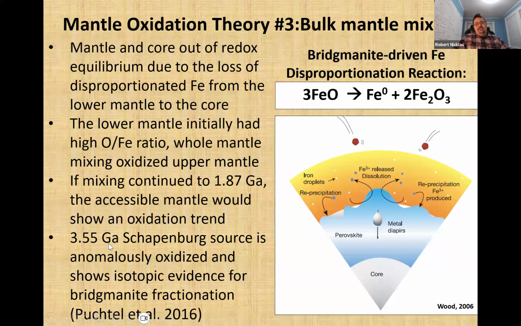The 3.55 billion year old Scapenborg source is anomalously oxidized, and it shows isotopic evidence for Bridgmanite fractionation at some point in the history of its mantle source, which is consistent with this theory that the lower mantle was more oxidized and also that it contained Bridgmanite at some point. So this kind of supports this theory. What else is supporting this theory is the persistence of short-lived isotope anomalies, 182 tungsten, 142 neodymium, throughout the Archean and throughout Earth history in general, but especially throughout the Archean, that showed that the mantle was not well mixed into the late Archean.